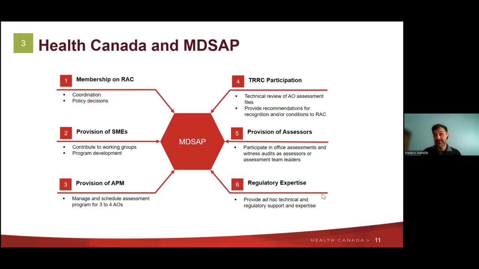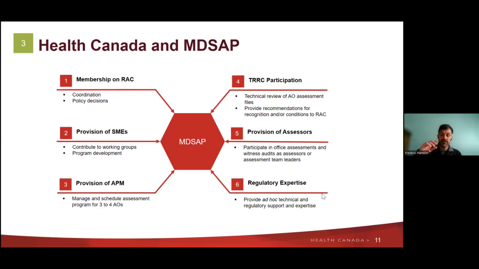So currently for Health Canada, it's me. I'm trying to divest myself of this, but basically it's the responsibility to manage and schedule the oversight activities for 3 to 4 auditing organizations within the program. So I'm responsible for, I think, 3 right now. It soon will be 4 auditing organizations, and it's my job to make sure that they have their assessments on site on an annual basis.